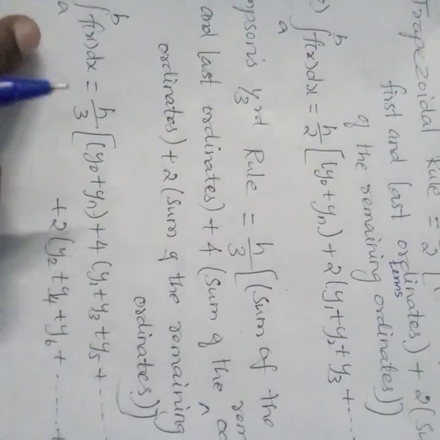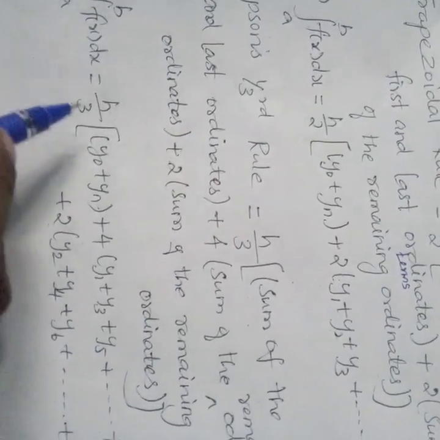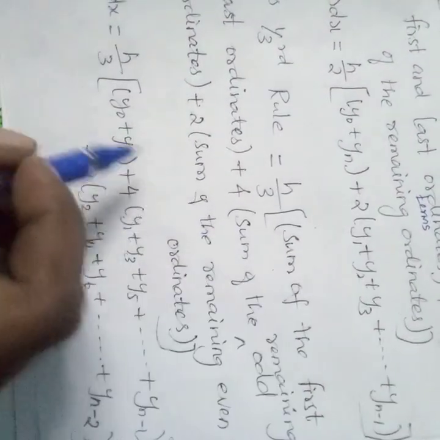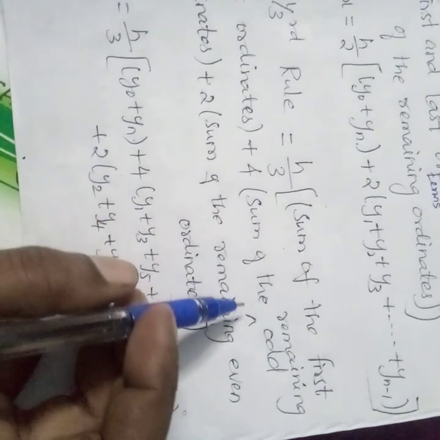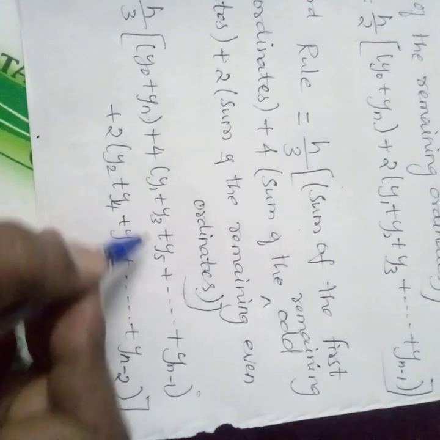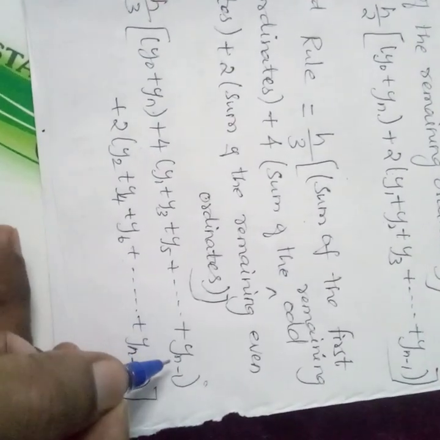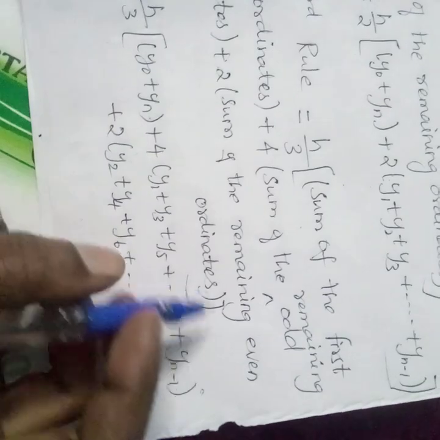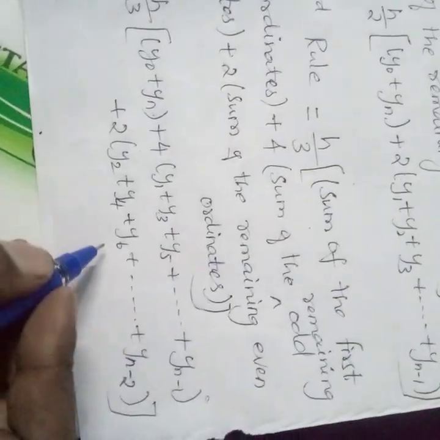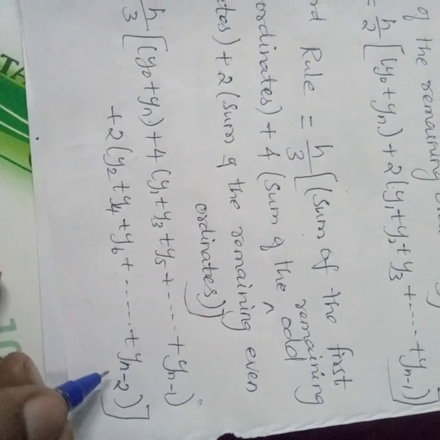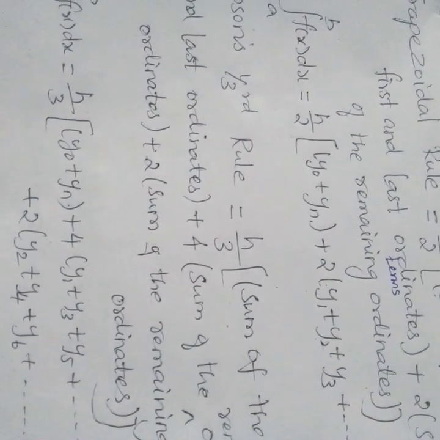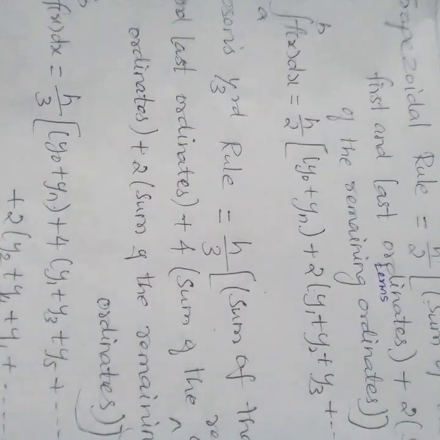And in notation, integral a to b f of x dx is equal to h by 3 into y0 plus yn, that means the sum of the first and last terms, plus 4 into the sum of the remaining odd terms, that means y1 plus y3 plus y5 etc. plus yn minus 1, plus 2 into the sum of the remaining even terms, so y2 plus y4 plus y6 etc. plus yn minus 2. These are the two formulas for solving trapezoidal and Simpson's rule for single integration.